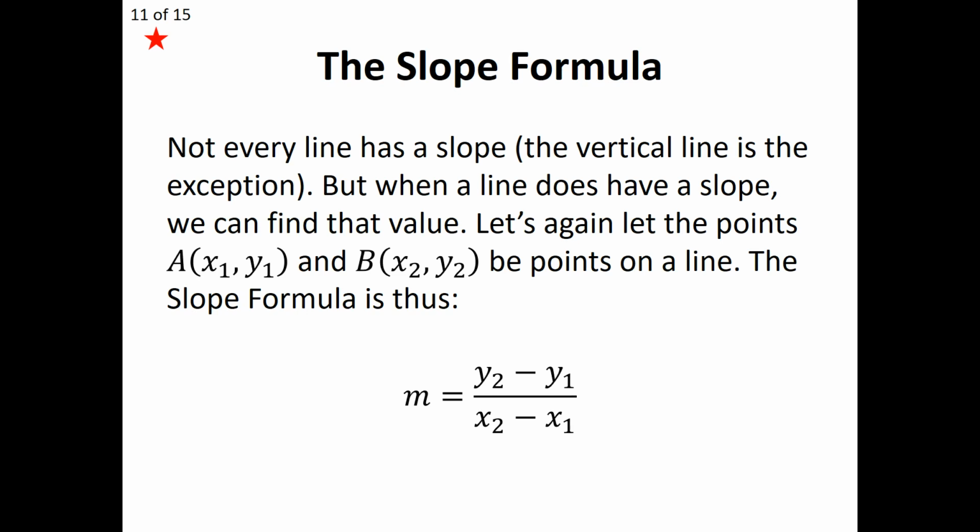M is equal to y sub 2 minus y sub 1 over x sub 2 minus x sub 1. We like to use M as the letter or the value of our slope. And what, again, by definition, is the change in y's over the change in x. So we have the difference of our y's divided by the difference of our x's, and that gives us then the value of our slope.